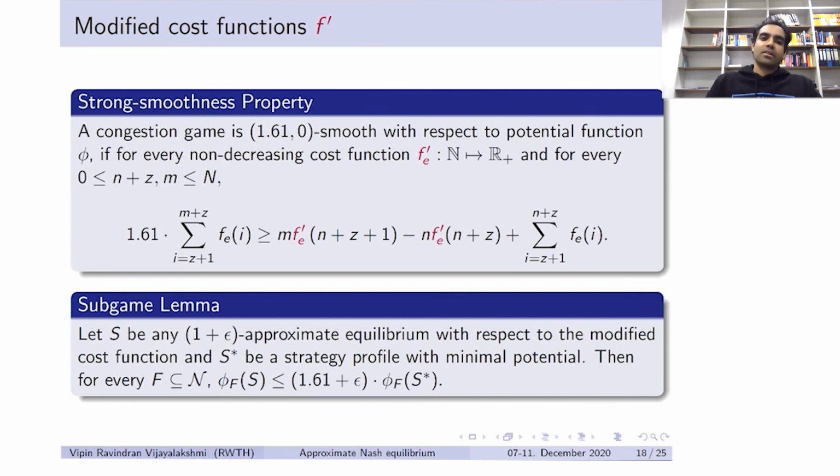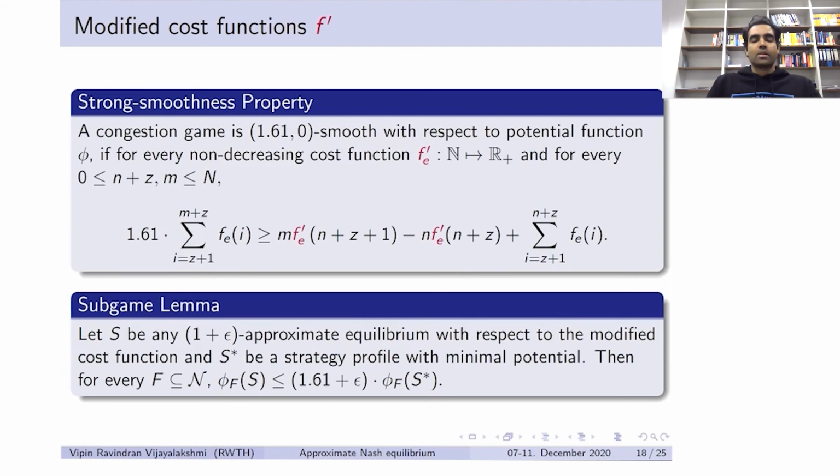Our strong smoothness is a stronger version of the regular lambda-mu smoothness, in the sense that it's not sufficient for the congestion game to be lambda-mu smooth with respect to the potential function. We also require that every subgame in this congestion game is also lambda-mu smooth. That means you pick any subset of players, freeze the rest of the players, and only allow this subset of players to do their best response. Then the potential with respect to this subset of players must also be lambda-mu smooth. So this property says that for linear cost functions, there exist modified cost functions such that the game is 1.61, 0 smooth in the strong sense.